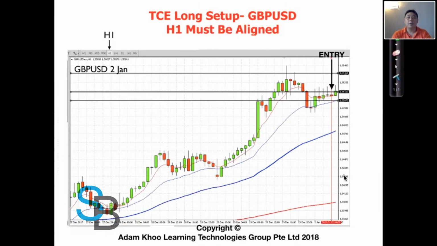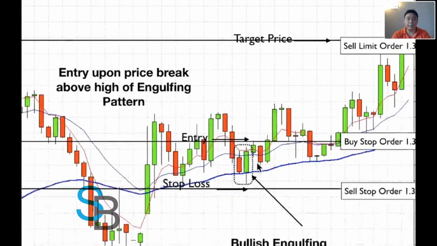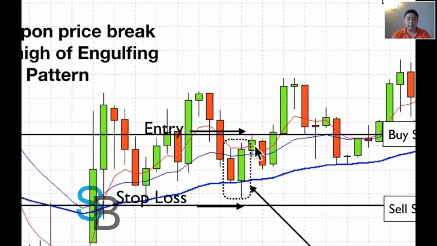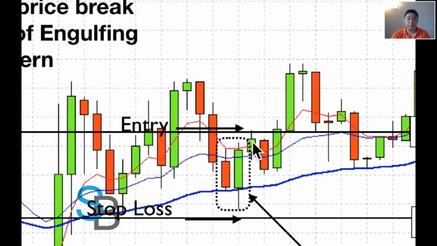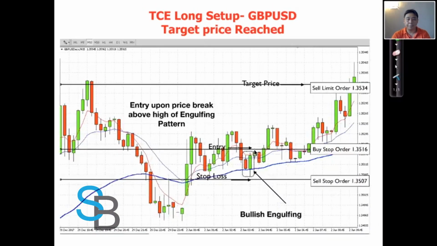Always check that, okay? So once you place the order, what happens next? The next candle triggers the order because it goes above the high of the bullish engulfing candle. So it triggers the order and goes up, goes down, goes up, goes down, and hits the profit target at 3534. Notice again, we enter the trade upon the price breaking above the high of the engulfing pattern. Remember that a buy stop order is used when we want to buy above the current price. We do not know if the price will continue going up.